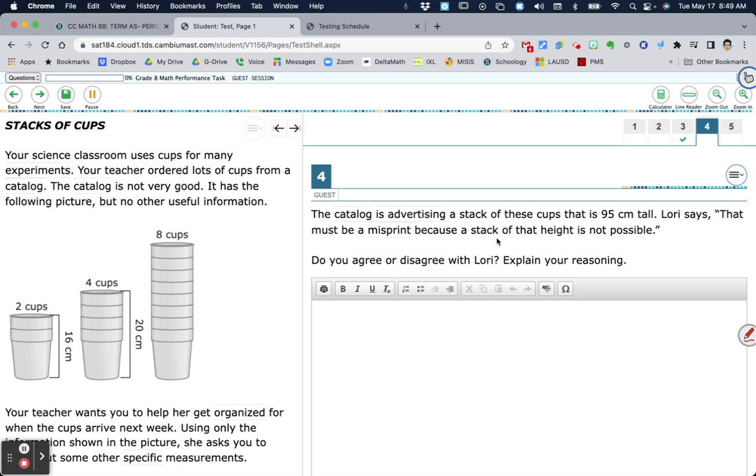So for number 4, they give you a general question and they give you a possible height for any number of cups, and you have to prove that it's a misprint or if it's possible. So here it says that must be a misprint because a stack that height is not possible. You need to test out that theory and explain it here. So you have to explain your reasoning why 95 centimeters for a certain number of cups is not possible.